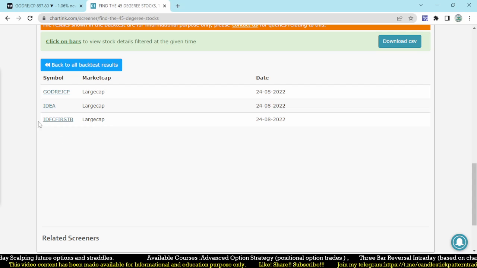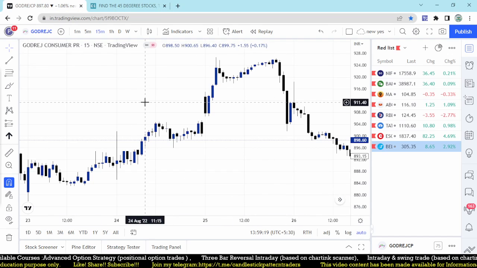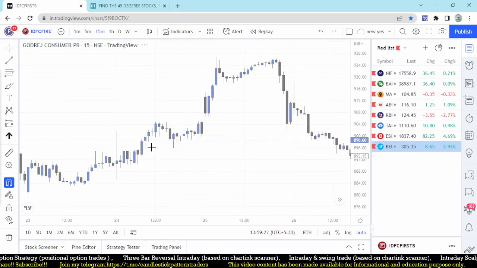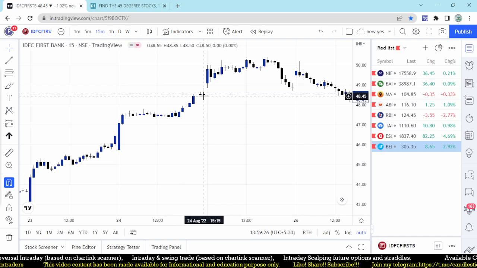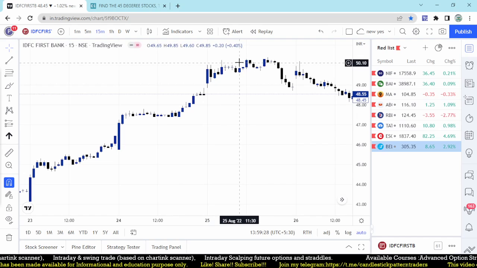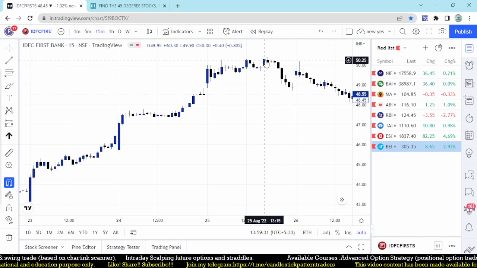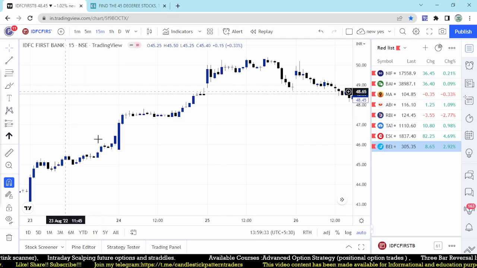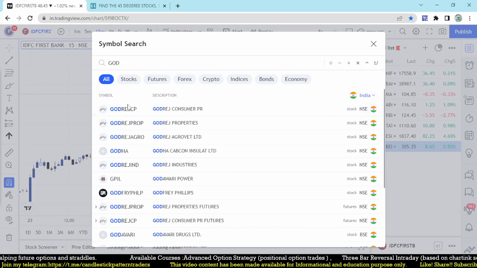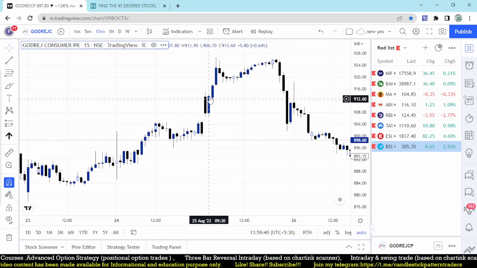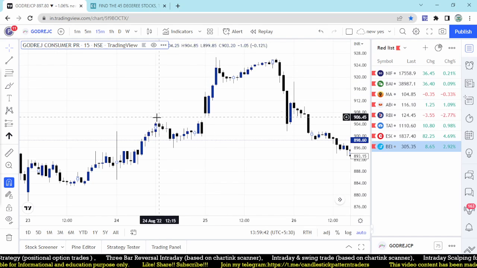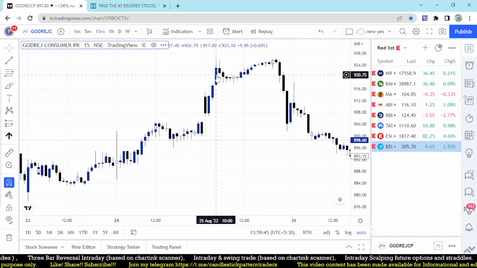For example, IDFC Bank, if I bought on 21st, 24th, let me check what happened. IDFC First Bank on 25th. So let me try. This is the 25th closing around 48.5. Next day it moves to 50. So 2 rupees profit. And Coforge, that 24th close price is around 900, and next day it is 926. If I'm buying and waiting for the next day as a BTST trade, that is also working well.